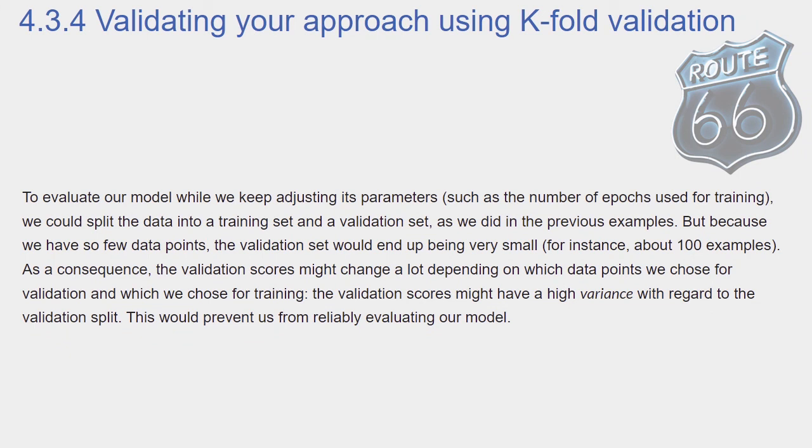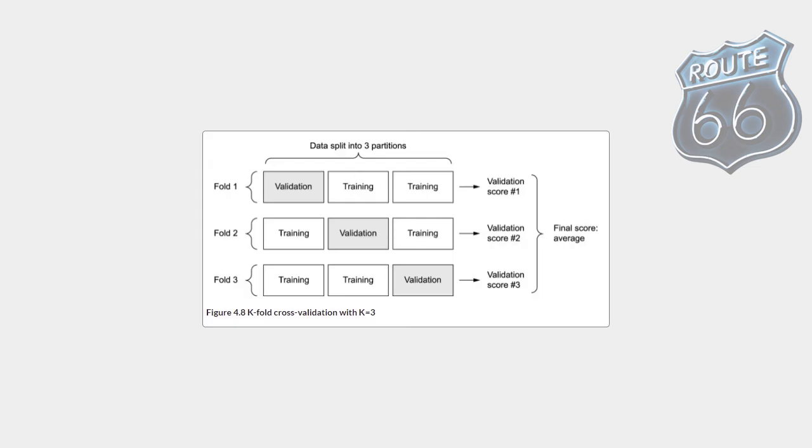As a consequence, the validation scores might change a lot depending on which data points we choose for validation and which we choose for training. The validation scores might have a high variance with regard to the validation split. This would prevent us from reliably evaluating our model. The best practice in such situations is to use k-fold cross-validation. See Figure 4.8.